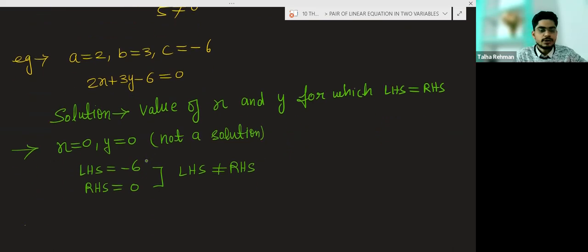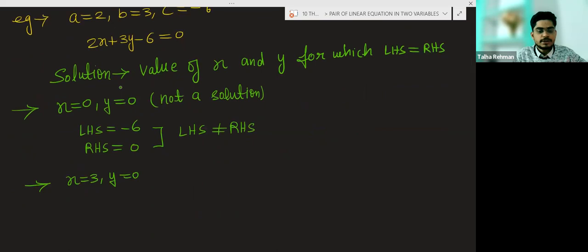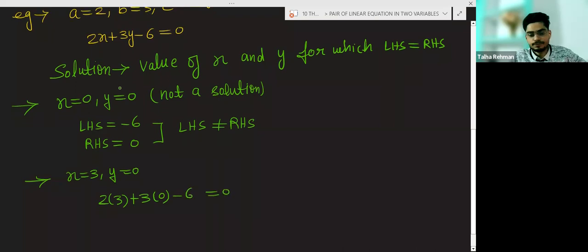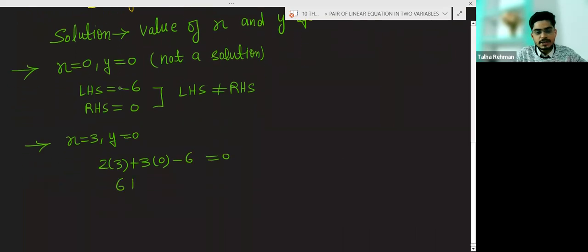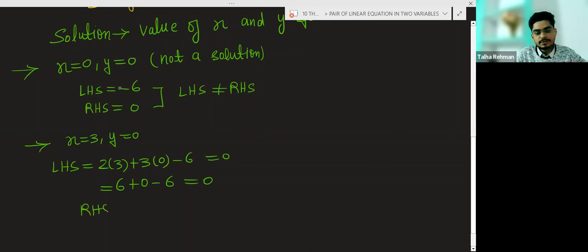Put x is equal to 3 and y is equal to 0. So when you put x equal to 3, it becomes 2 into 3 plus 3 into 0, minus 6, equal to 0. So 2 into 3 is 6, this is 0, this is -6. This is basically the left hand side, so it will become 0. And what is the right hand side? That is also 0. It means this is a solution.